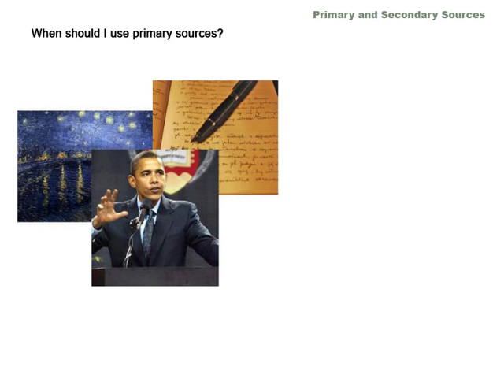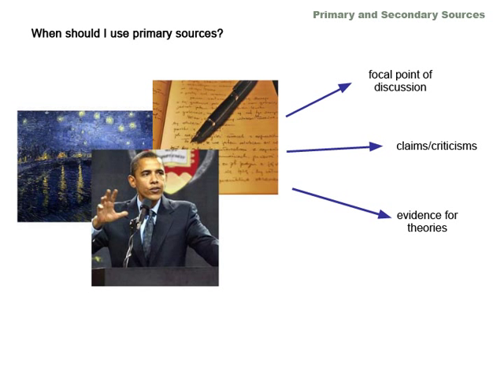So how can primary sources be used? Primary sources can be viewed as the focal point of a discussion. Use primary sources when you want to make claims or criticisms. Use them as evidence for theories, or when you want to gain timely perspectives on a subject.